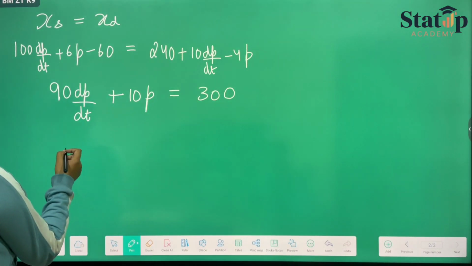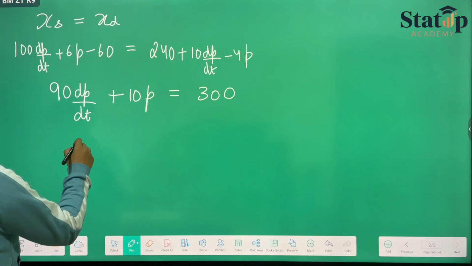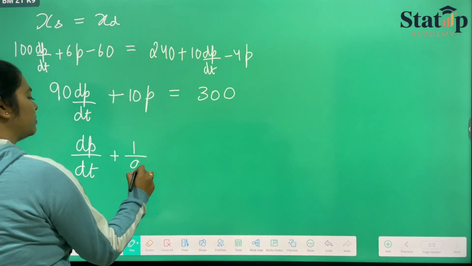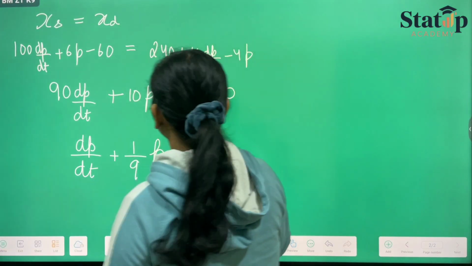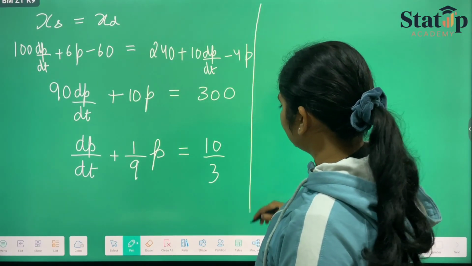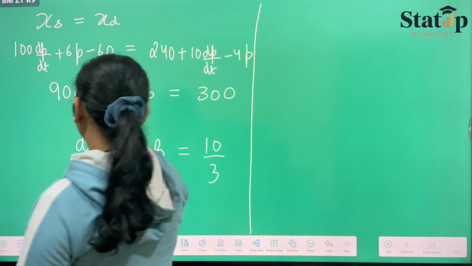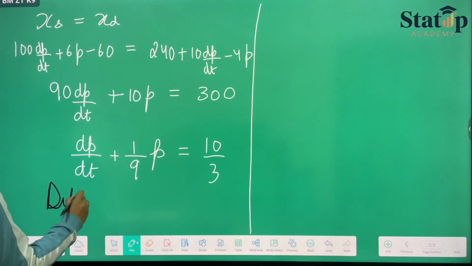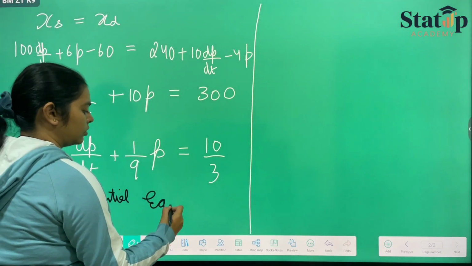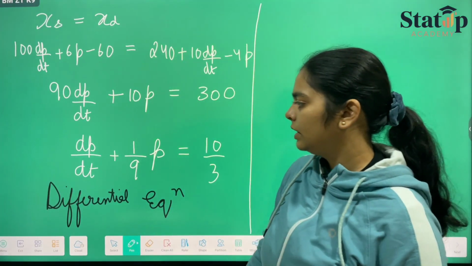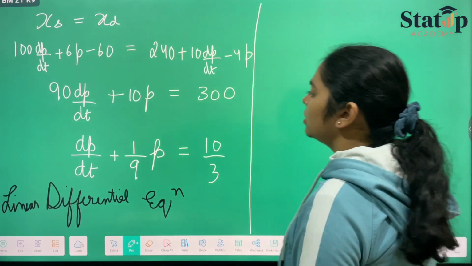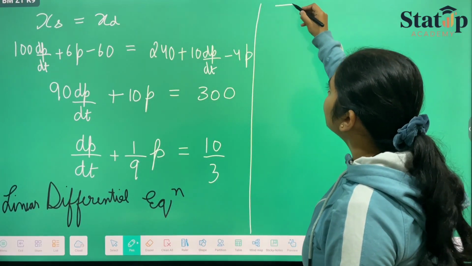If I divide the whole equation by 90, we will be getting dp by dt plus 1 upon 9 p equals 10 upon 3. As we see here, this is a linear differential equation of order 1. So here we will first find out the integrating factor.